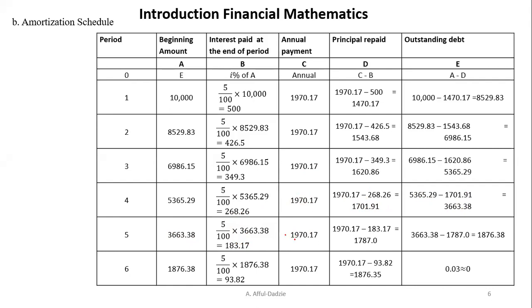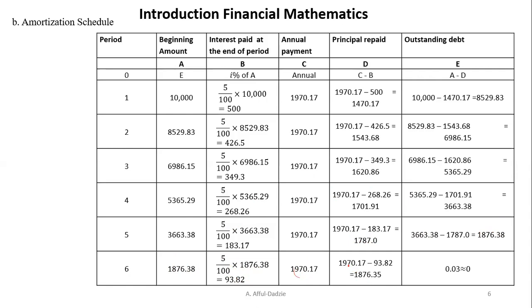So we take the interest from our annual payment, and this is what we have. Then we take this amount from what we are actually owing as at that period. So we have 1876.38. So this is the end of period 5, and at the same time, the beginning of period 6. So we come to period 6 with this amount. We calculate the interest on what we are left. It comes to 93.82. This is our annual payment, which is fixed.